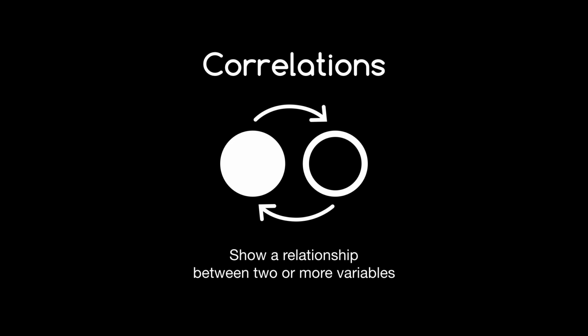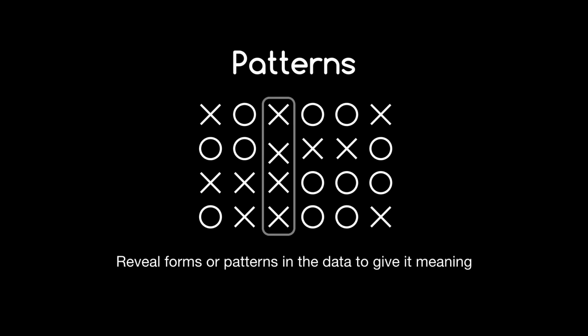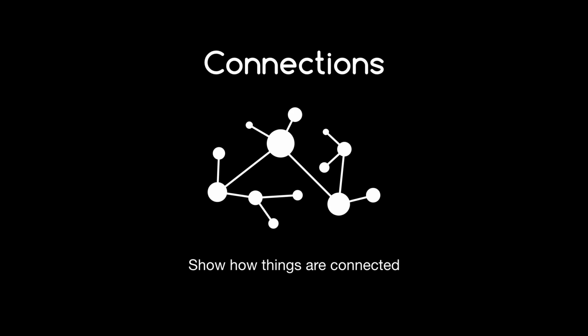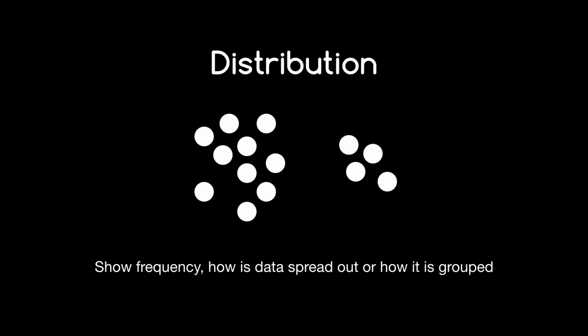Correlations show a relationship between two or more variables if one variable is impacting another. Patterns reveal forms or patterns in the data to give it meaning. Hierarchy shows how things are ranked and ordered together in an organization or system. Connections show how things are connected. Distribution shows frequency, how data is spread out or how it is grouped.